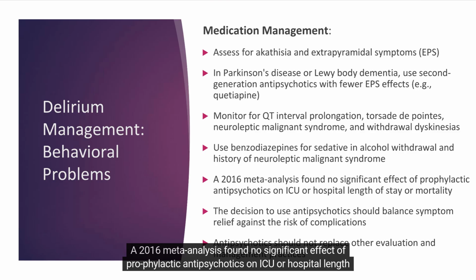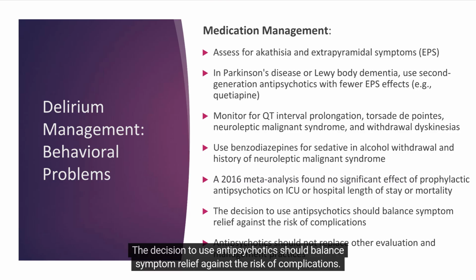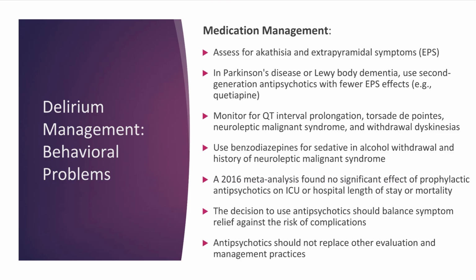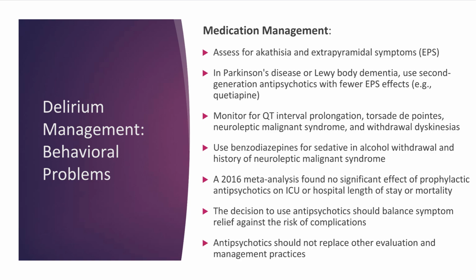A 2016 meta-analysis found no significant effect of prophylactic antipsychotics on ICU or hospital length of stay or mortality. The decision to use antipsychotics should balance symptom relief against the risk of complications. Antipsychotics should not replace other evaluation and management practices.